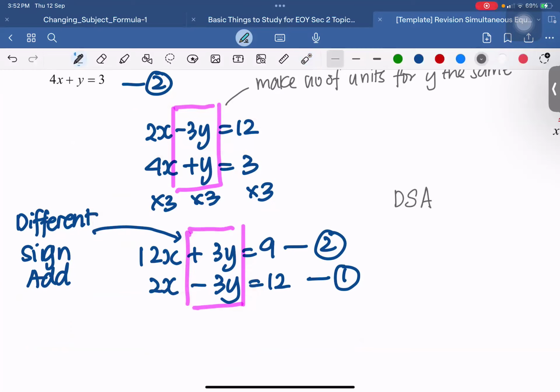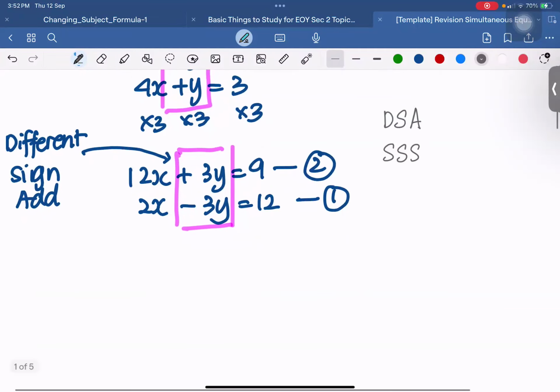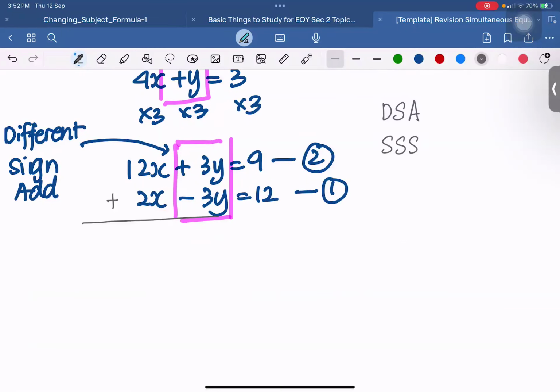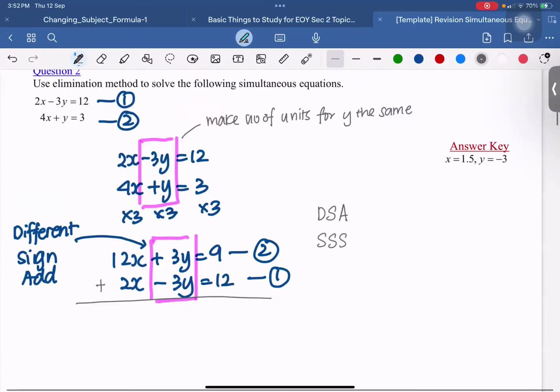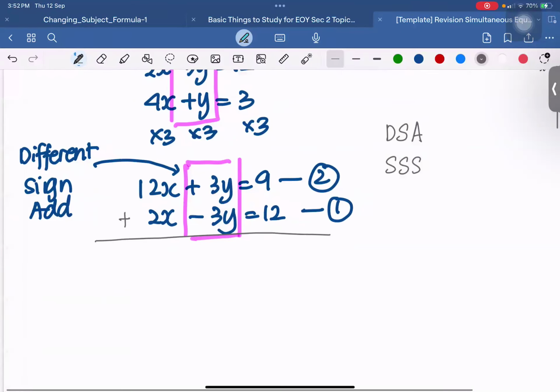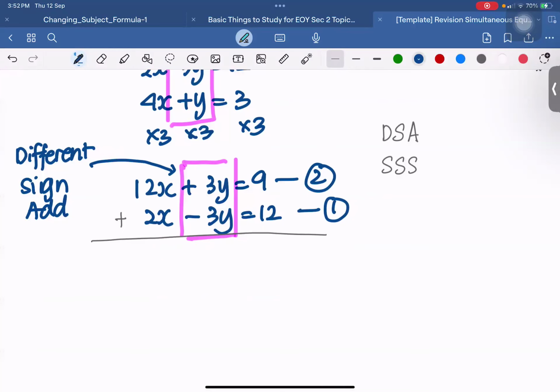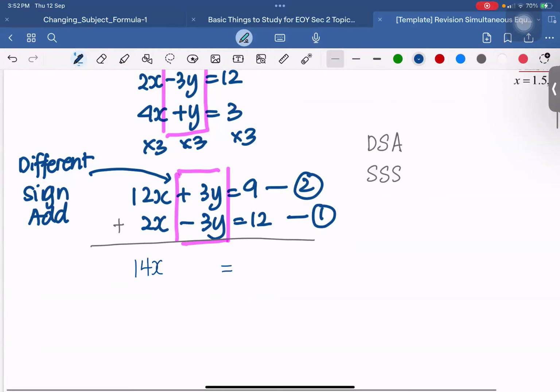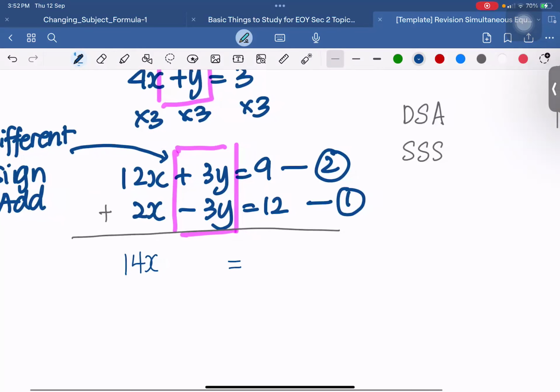Different sign, I add. Same sign, I subtract. Different sign we add, same sign we subtract. So in this case, I add these two together. Okay, how come my answer disappeared? So I will have 14x equals to, this one is how much? 21? Is it 21? I also don't know. Is it 21?